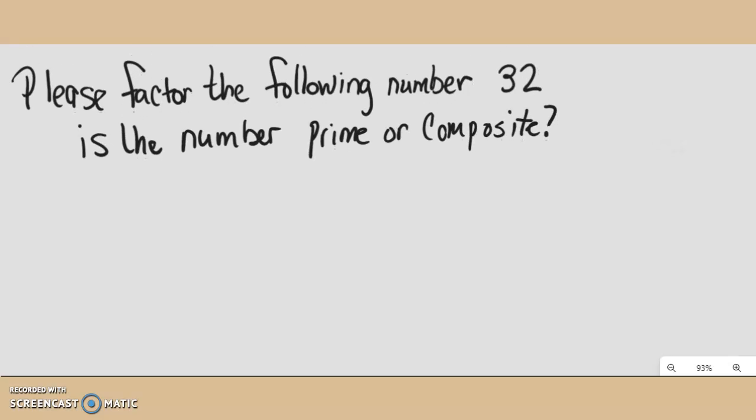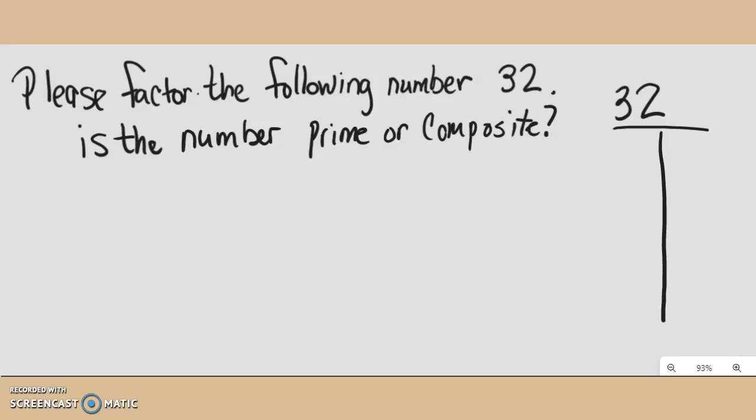We're going to look at factors. Let's look at this question. Remember, you can stop the video at any time to catch up with my writing. All right, we're going to look at this number 32, and we're going to figure out, please factor the following number. And we have to decide, is the number prime or composite? So we're going to use a factor tree, and put our number 32 right there. Then we're going to circle whether it's prime or composite after we've factored this number.